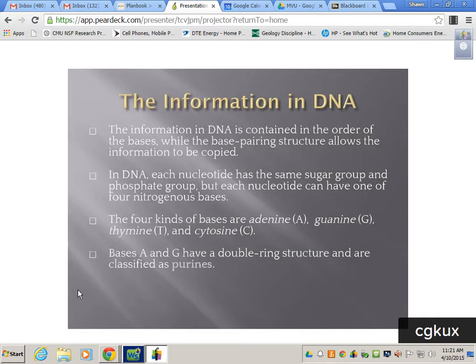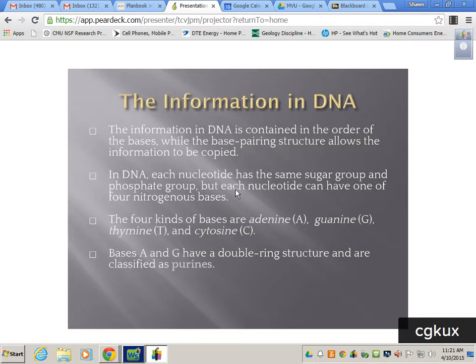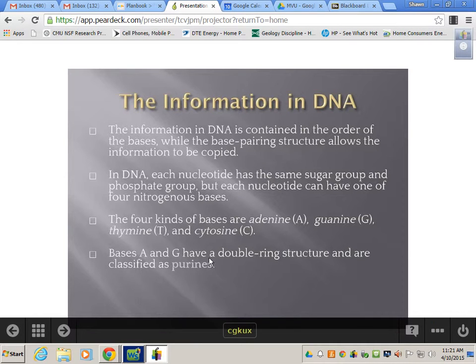Okay? So in DNA, each nucleotide has the same sugar group and the same phosphate group, but each nucleotide might have a different nitrogenous base. I could say nitrogen, I could say nitrogenous. I'm referring to G, C, T or A, purines and pyrimidines when I say that. The four kinds of bases are called adenine, guanine, thymine, and cytosine, and you understand that A and G are purines and have double ring structures. How do I remember this? Ag is the symbol for silver. Silver is pure. It kills werewolves. Ag.